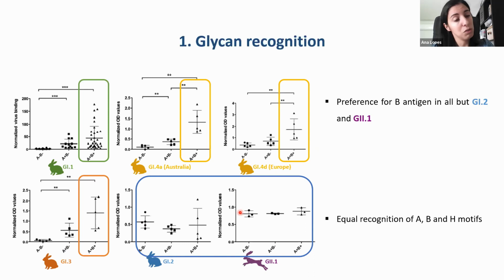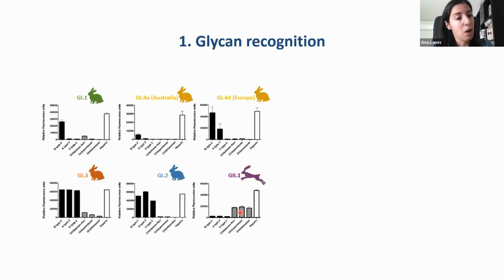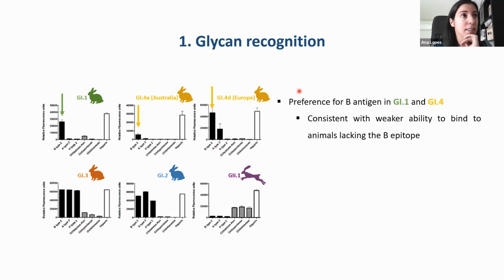So we continued to study this, and our second study was a similar one, but instead of using rabbit tissues, we used a glycan array with more than 600 synthetic sugars, and we bound the virus to these glycans to measure the fluorescence signal of each binding. Here we observe a consistent preference for B antigen of G1.1 and G1.4. Over here, you see that the B type 2 is always preferred, and this is consistent with its weaker ability to bind to animals lacking the B epitope, so the previous slide that I showed you.